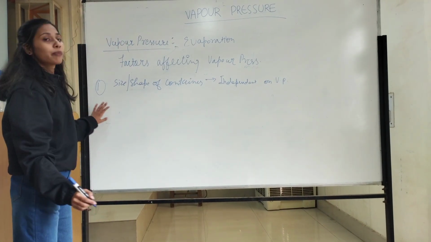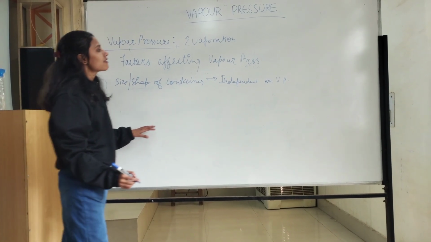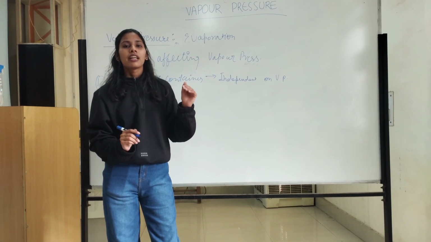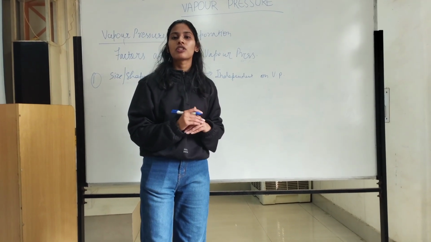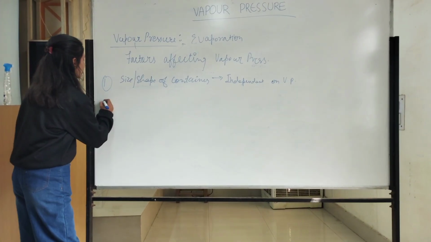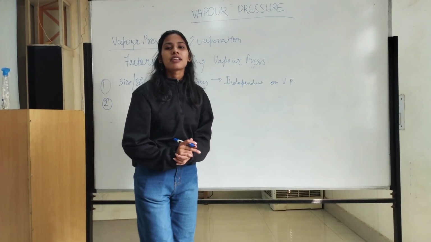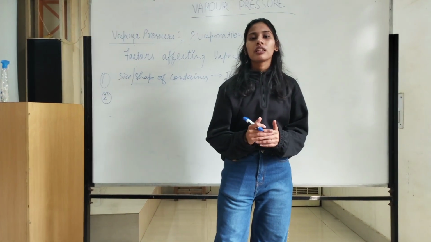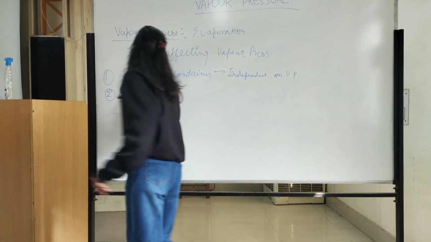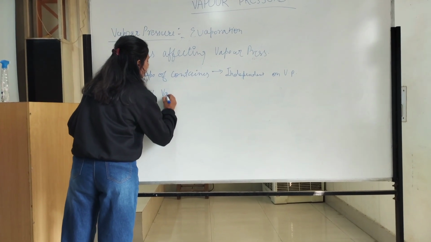Second one is temperature. So vapor pressure is dependent on temperature, because as we increase the temperature of liquid, then more evaporation will take place, and if evaporation is more, then the vapor pressure of the liquid will also be high. So the second point is temperature. As we increase the temperature of the liquid, more evaporation will take place and vapor pressure will increase. So temperature is directly proportional to the vapor pressure.